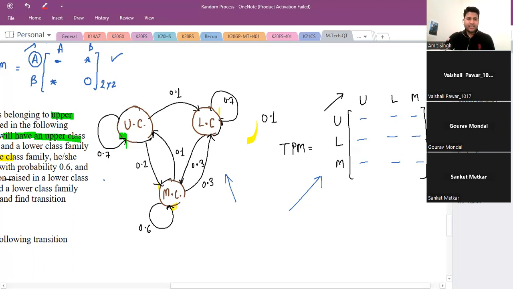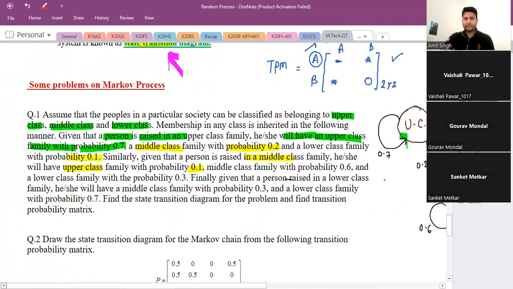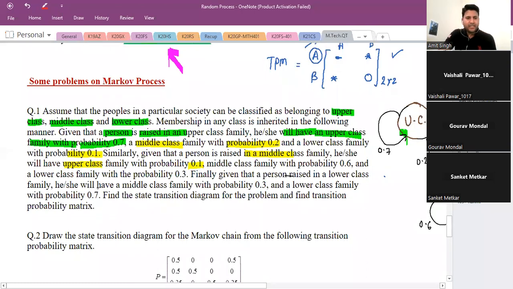If there is any concern, you can ask for it. Okay, so if no concern, let us proceed further.